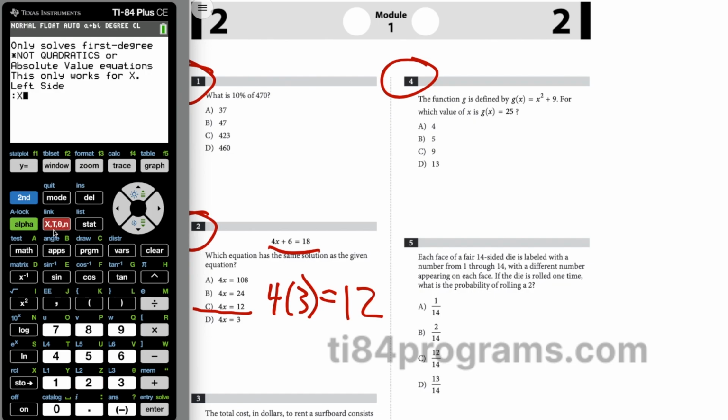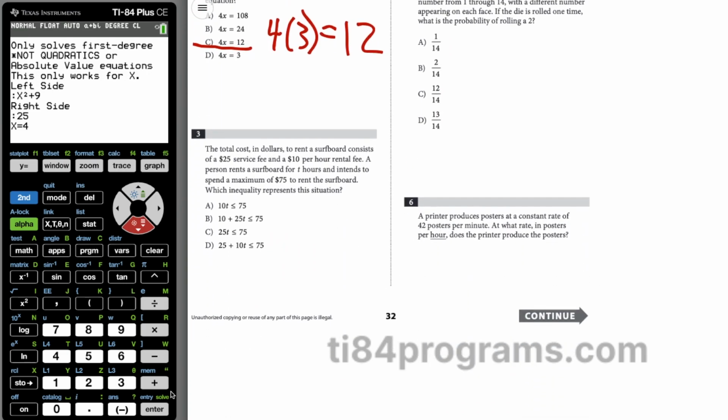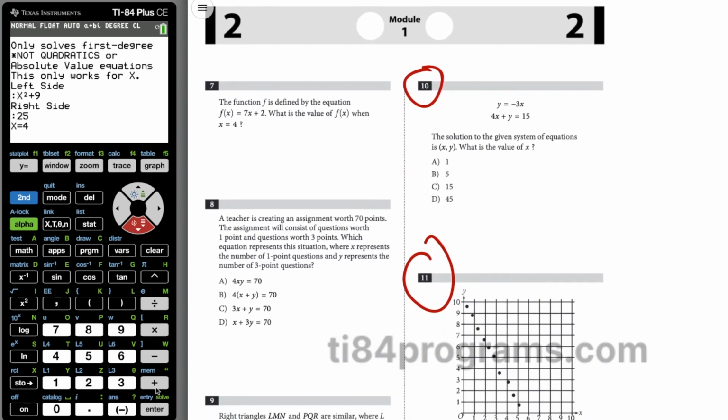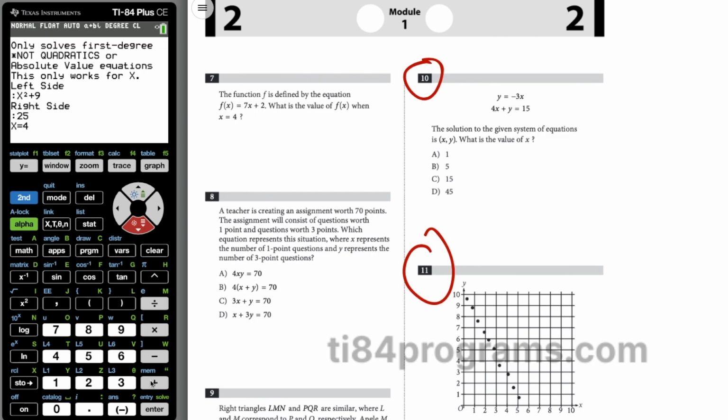And then we're going to put on the left-hand side x squared plus 9, and then the right-hand side we're going to put 25, and then we're going to get that answer x equals 4. So that works well for that one. Now we're going to keep on moving on this test, and then the next one looks like 10.